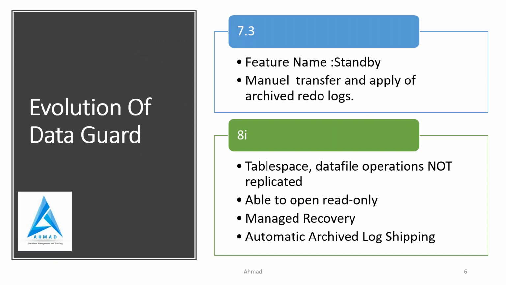Now, what is the evolution of Data Guard? It started from 7.3, where it was called standby. In version 7.3, manual transfer and apply of archive redo logs was introduced, so it did not transfer automatically. From 8i, tablespace and data file operations were not replicated, and the standby could be opened read only. It was used for managed recovery, and automatic archive log shipping started. So that was in 8i.